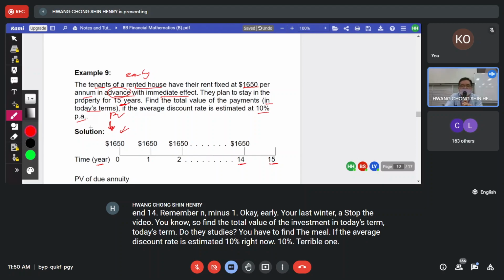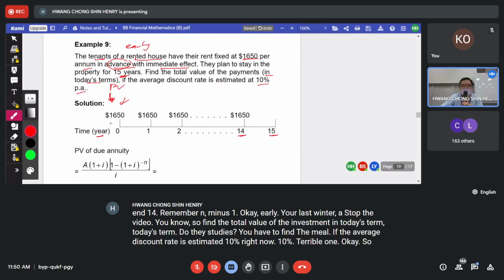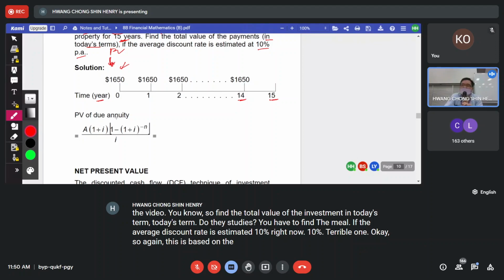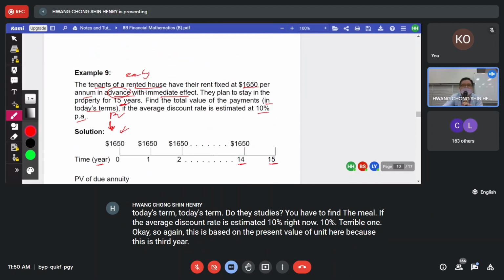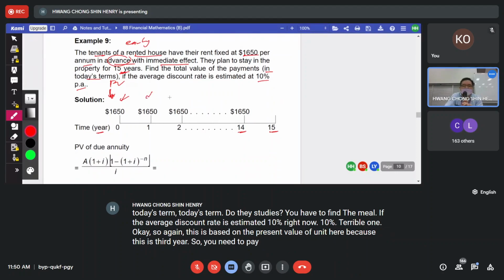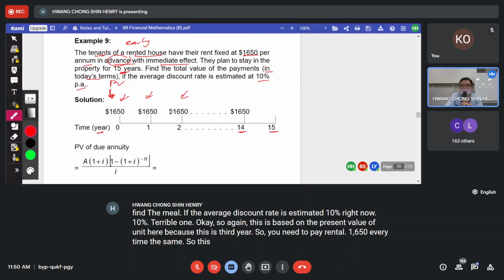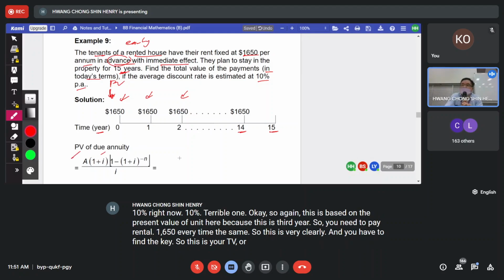0.1. Okay. So again, this is based on the present value of unity because this is early. So you need to pay rental 1,650 every time, the same. So this is very clear, annuity early, and you have to find the PV. So this is your PV for unity. Okay, formula. Can you differentiate now?